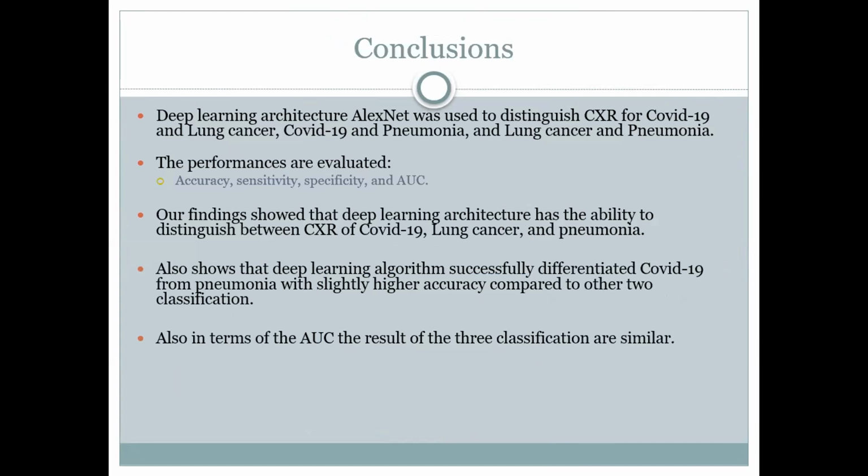We clearly saw that deep learning was able to classify and distinguish between the chest radiographs for these 3 diseases, and we did that by evaluating the performances according to the accuracy, the sensitivity, and the specificity, including the AUC value. Our findings show that the deep learning architecture was able to distinguish between these 3 diseases, and that it differentiated between COVID-19 and pneumonia with a very high accuracy compared to the 2 other classifications. In terms of AUC results, the 3 had similar or close to similar results.